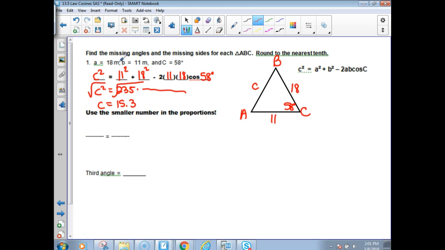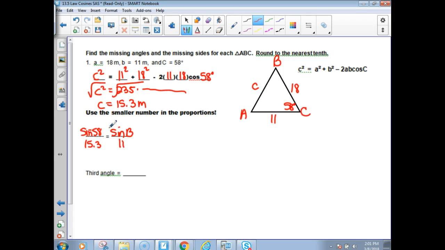And that is in meters. Now, we are trying to solve the triangle's angles as well. So now that we have an angle and we know the side opposite it, we can use the law of sines. So we're going to say the sine of 58 over 15.3, and now, remember, we're going to use the smaller side to determine what angle we're going to find next, which is going to be angle B. Okay, so I'm going to do the sine of B over 11.